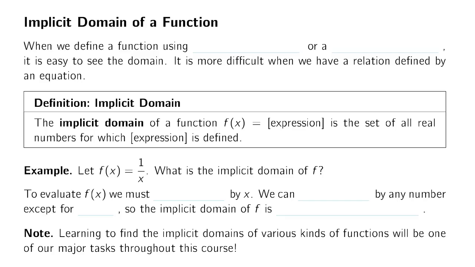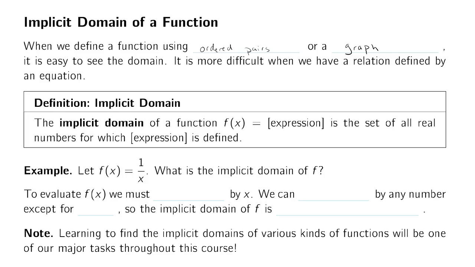If we're working with a function, right now when we're evaluating functions, later on when we're doing more complicated things involving functions, it is important to know what the domain of our function is. Now, when we define a function using pairs or a graph, it's easy to see the domain. It's more difficult to see the domain when we have a relation that's defined as an equation. There are two notions that we can think about here.